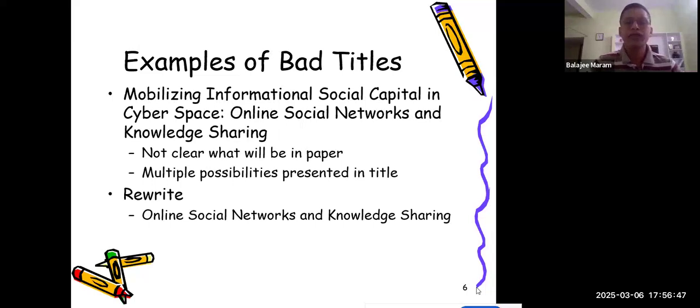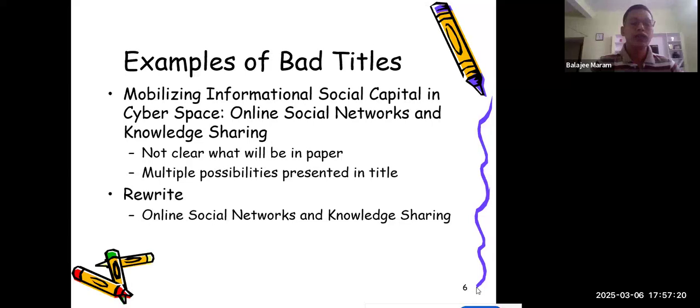Mobilizing informational social capital in cyberspace, online social networks, and knowledge sharing. Is it okay? Here it is a combination of different topics. There is no clarity, it is not clear what the paper contains. And multiple possibilities are presented in the title. The title should belong to a single point, not to multiple points.